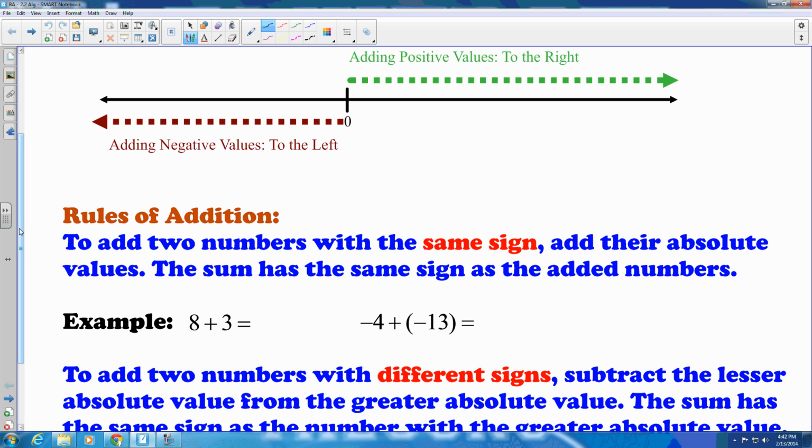So if you look at these examples, you have 8 plus 3. Both of them are positive numbers. You're going to take the absolute value of them. So 8 plus 3 is 11. And since they're both positive, you leave it as 11. For negative 4 plus negative 13, you're going to add the absolute values of them together, and that gives you 17. But since they're both negative, you're going to attach that negative to it. Okay?